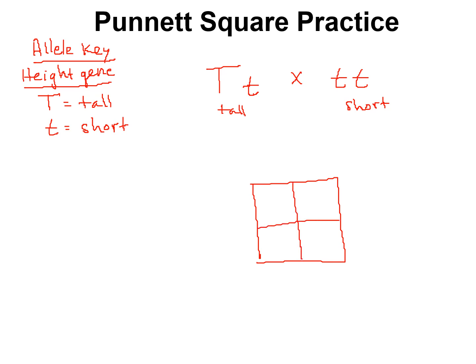Okay, and one parent, I know, we'll say that this is the female, the tall. Okay, we do our law of segregation, and half the eggs will have big T and the other half will have little t. Okay, and then let's say the male plant will be short, and half of the sperm will have little t and the other half will have the other little t.